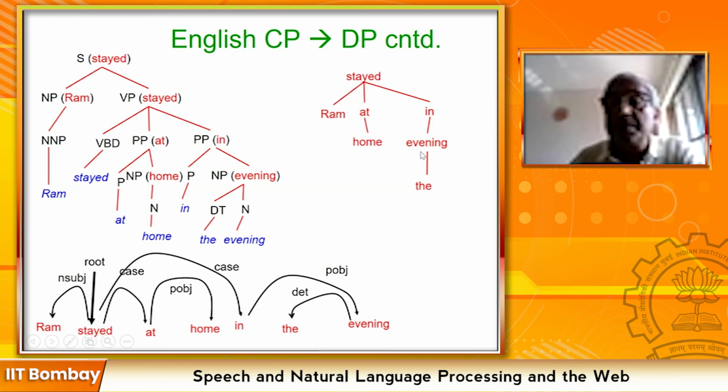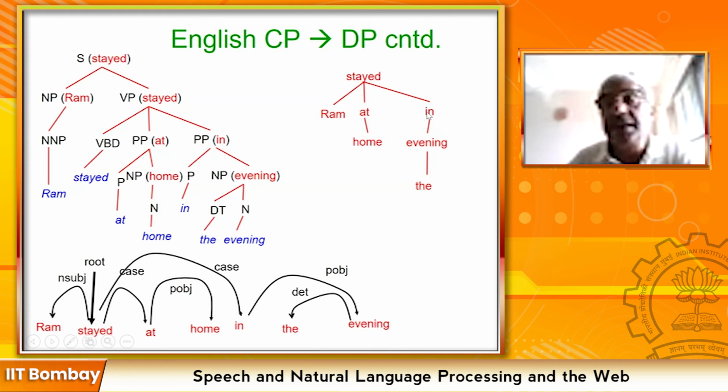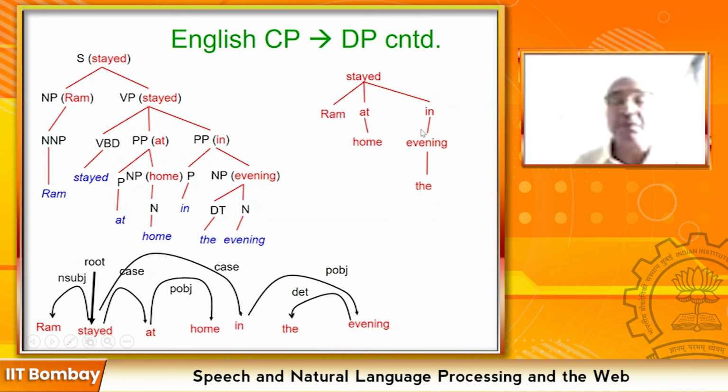So what is the process here? You can see that in "in the evening", "in" is the head of the phrase. So here you will put a PP in place of "in" and bring "in" below PP through a preposition. And similarly, "evening" will come below that PP as NP, and NP will go to N, N will go to "evening". So this is the first process of percolation down. And that will give rise to the CP, or constituency parse, from the dependency parse.